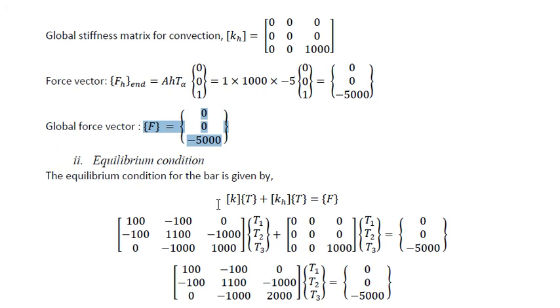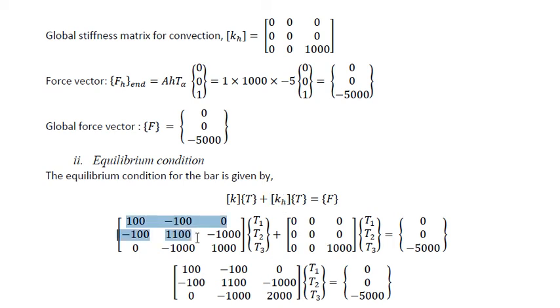Now we will move on to the equilibrium condition. The equilibrium condition is K into T is equal to F. Here it is written K into T plus KH into T is equal to F. This K conduction matrix and this K convection matrix can be added earlier or at this position.